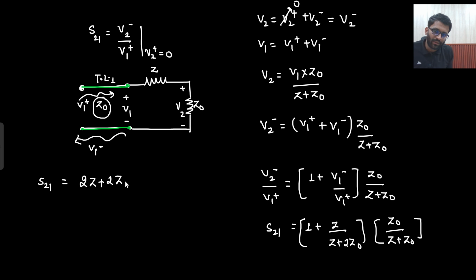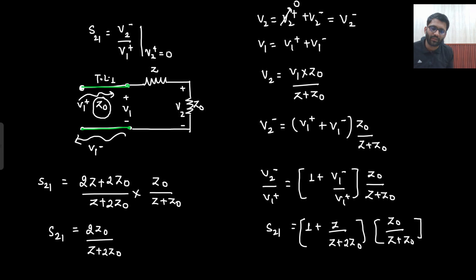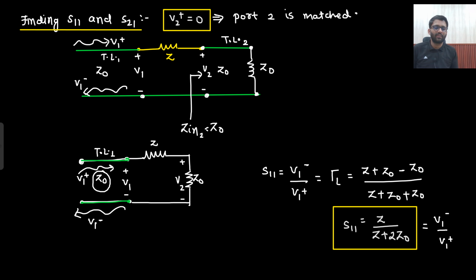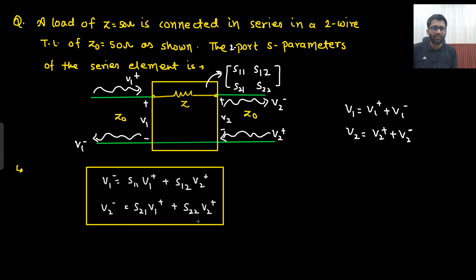2Z plus 2Z naught upon Z plus 2Z naught into Z naught upon Z plus Z naught. So here 2 common I can take. So 2Z naught upon Z plus 2Z naught. This is your S21. Now two parameters are left. What all are those? Those are S12 and S22.